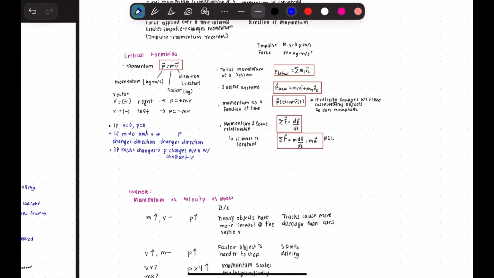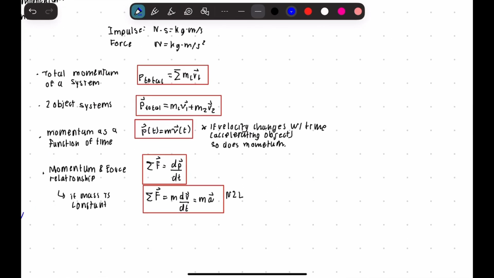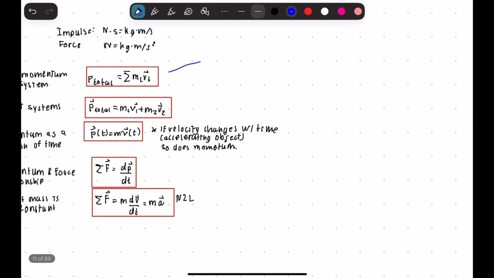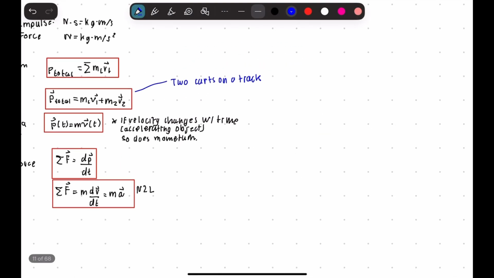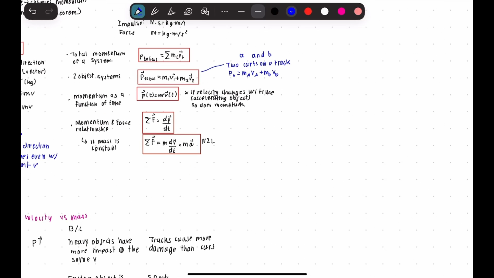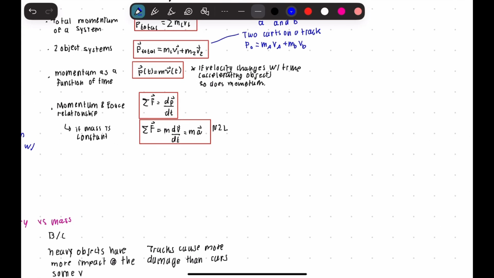Okay, so back to the total momentum of a system. Remember this. Well, let's say, for example, we have two carts on a track. So let's say we have P initial is equal to m_A v_A plus m_B v_B, where A and B are carts. Okay, so let's talk about, again, the momentum and force relationship.